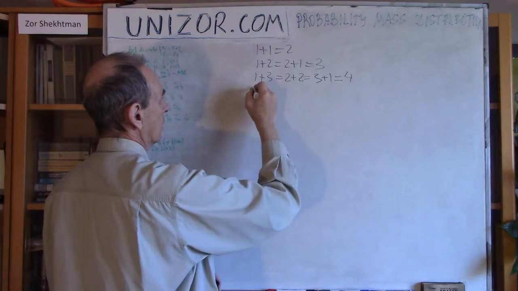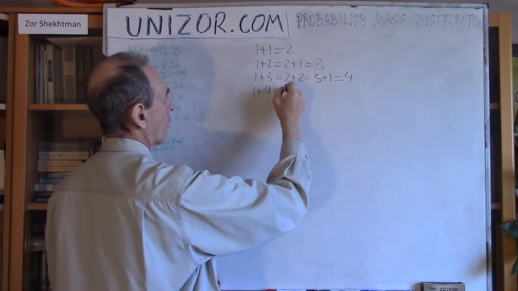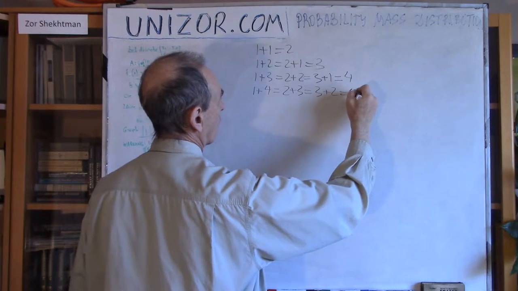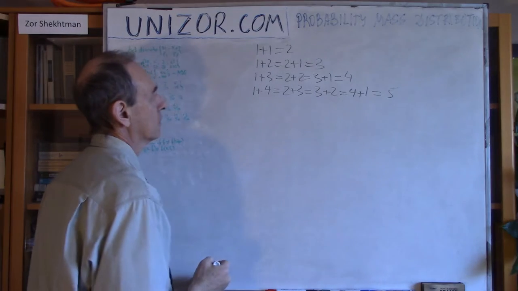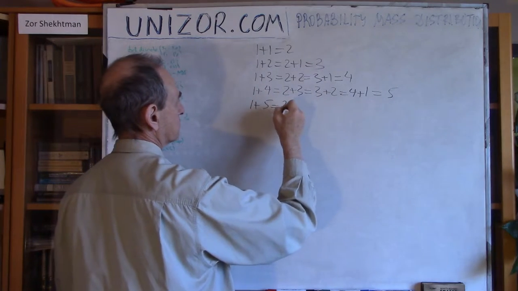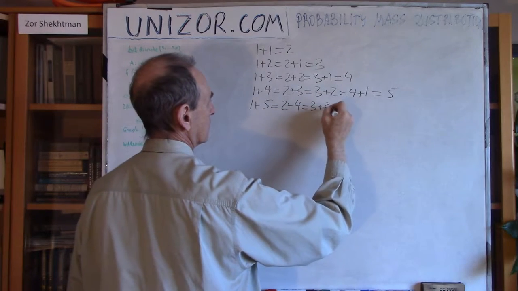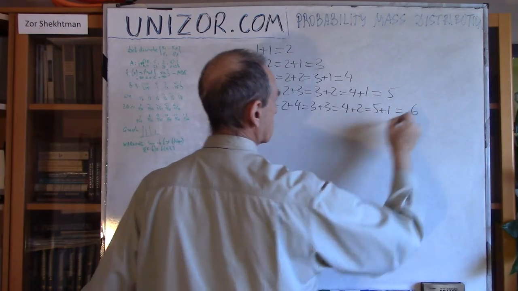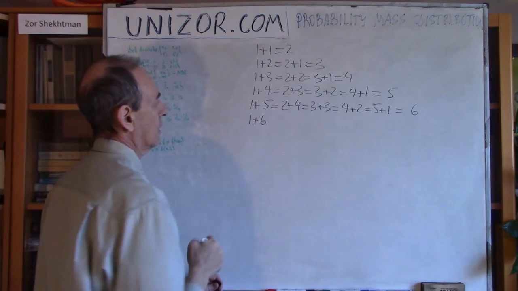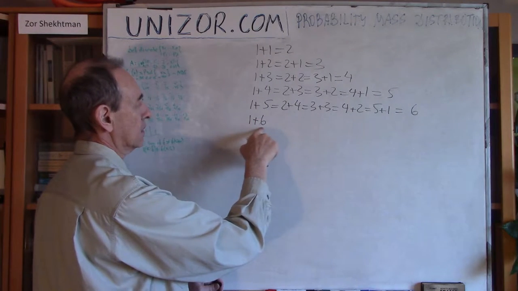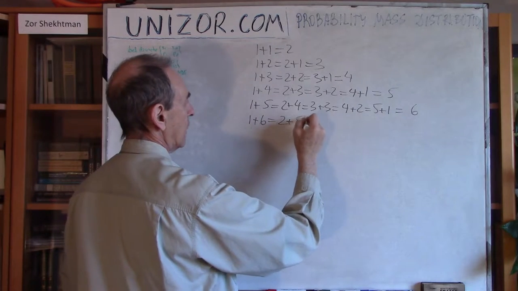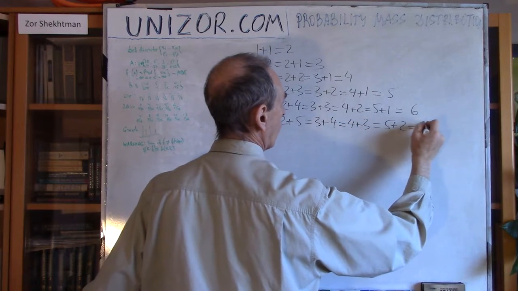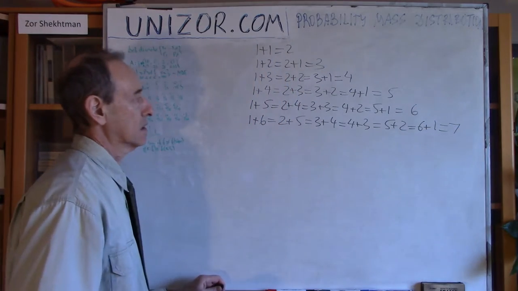Now, how can we get 5? One die is 1 and another is 4, or 2 and 3, or 3 and 2, or 4 and 1. That's our 5. Then 6, and 7: the first die is 1 and the second is 6, or 2 and 5, or 3 and 4, or 4 and 3, or 5 and 2, or 6 and 1. That's 7.